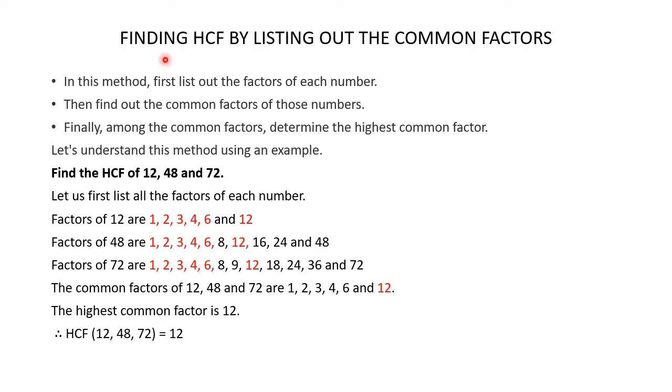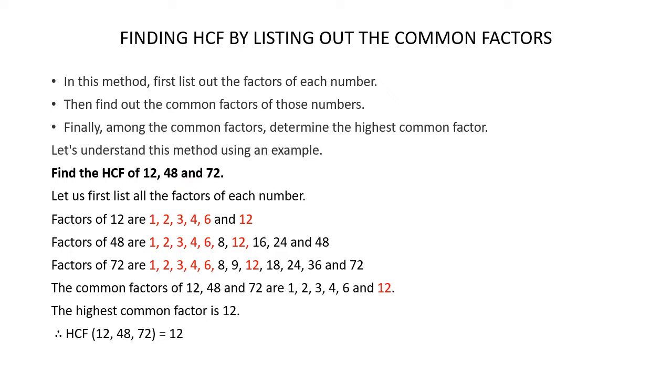The first method of finding HCF is by listing out the common factors. In this method, you have to first list out the factors of each number. Then find out the common factors of those numbers. Finally, among the common factors, determine the highest common factor. Let's understand this method using an example. Find the HCF of these numbers 12, 48 and 72.